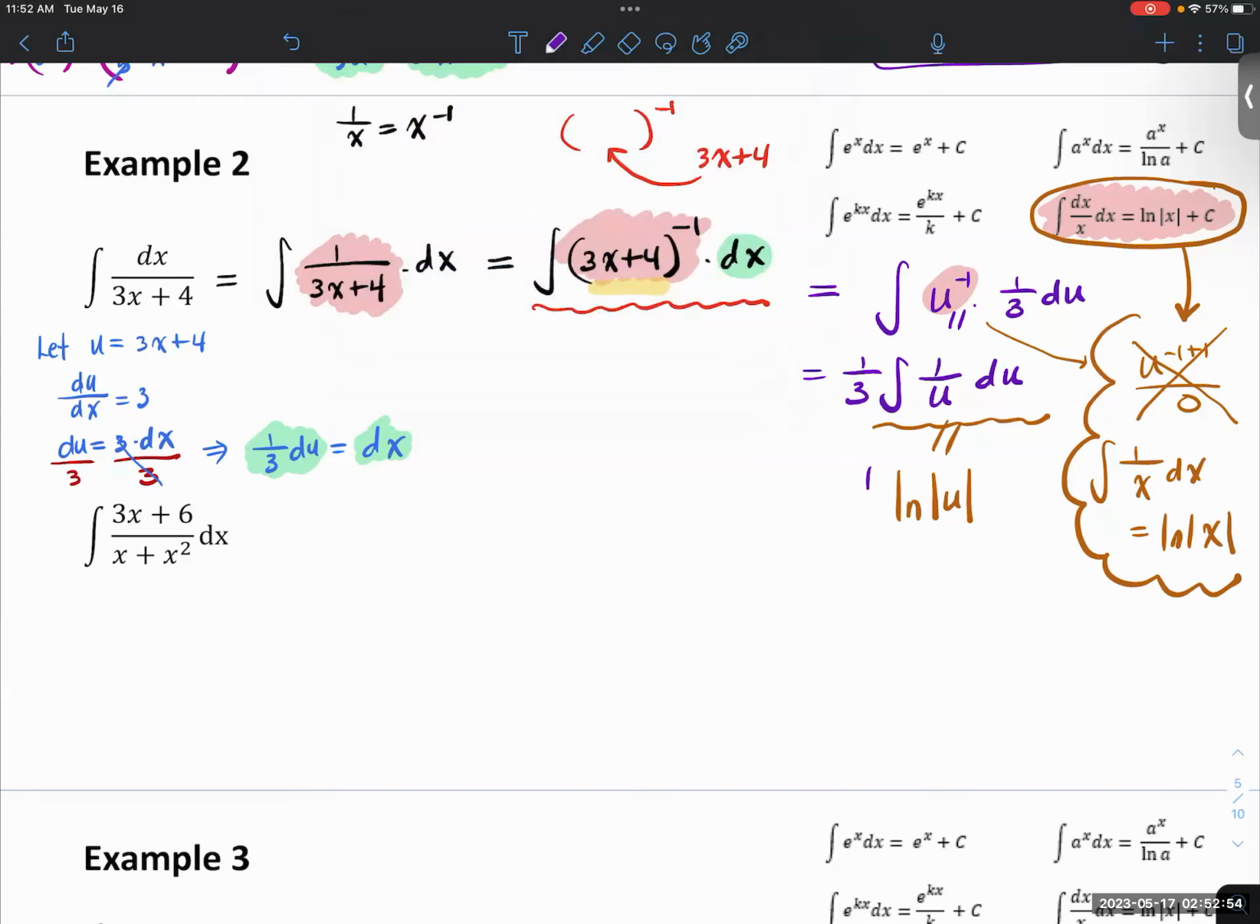And then I do have 1 over 3 plus c. Are you following? Since if you just add 1 and divide by that exponent, you see that it's undefined, because you're going to divide by 0. So it's not going to work. You're going to use that property. That's why, if you have 1 over u, whatever the 1 over a simple variable, it's going to be ln. So therefore, I can go back to the x variable: ln of 3x plus 4 plus c. That's your answer.